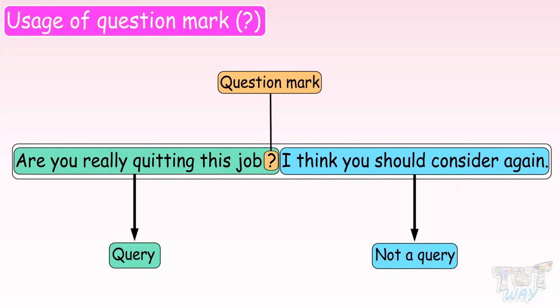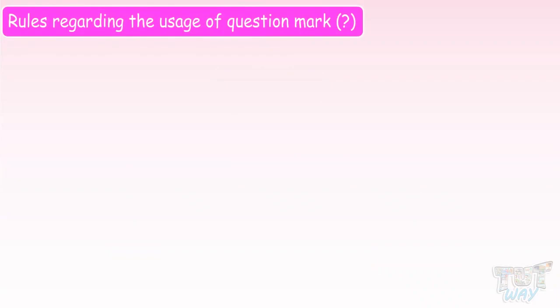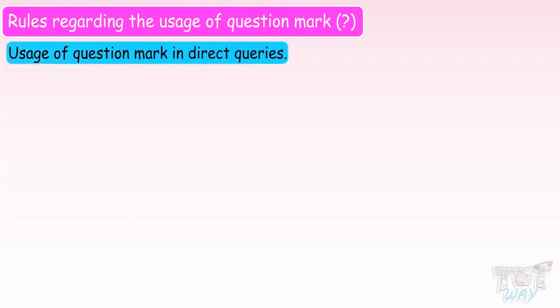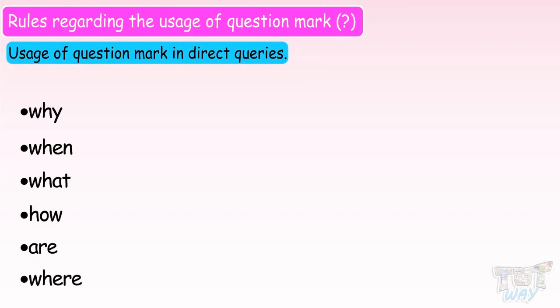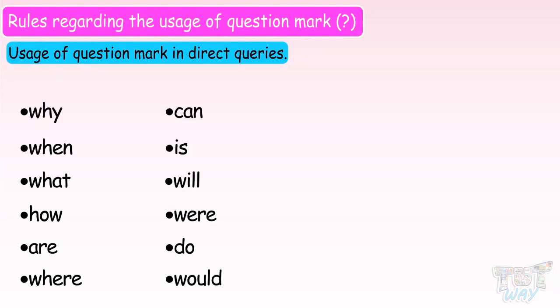Now let's learn various rules regarding the usage of this punctuation mark. First and foremost, it is used for seeking a direct query. And all direct queries or questions start with one of these words: why, when, what, how, are, where, can, is, will, were, do, or would.